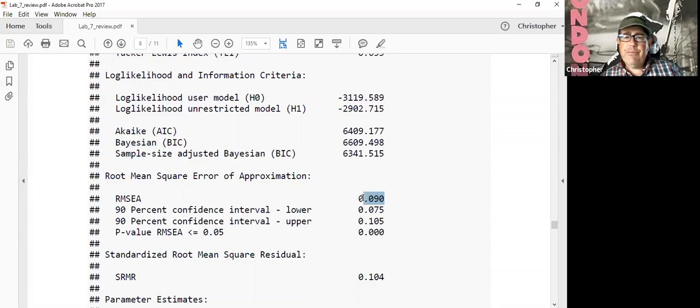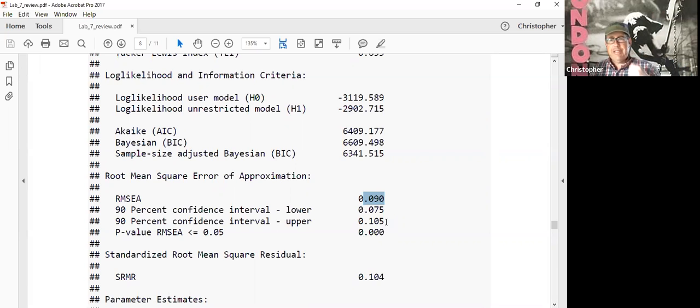Another value, root mean square error of approximation. In general, they used to say you want this about 0.05 or below, so here lower is better. Even more restrictive, the entire confidence interval falling below 0.5. Notice that we didn't meet that criteria in either case.